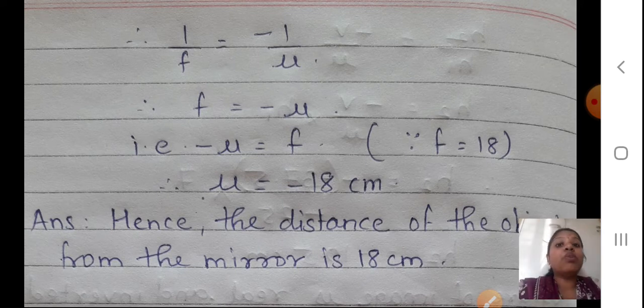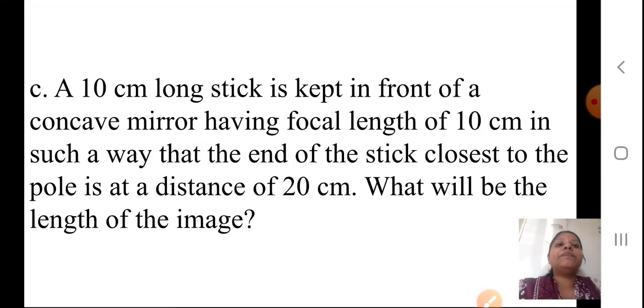Here it was a convex mirror. In the first sum it was a concave mirror. When you solve the sums in your notebook, you will understand it better. Okay, we'll move to the third one.